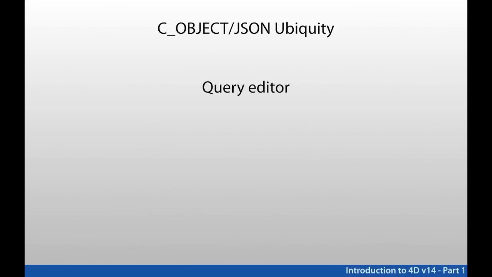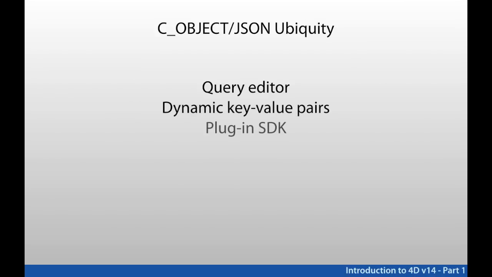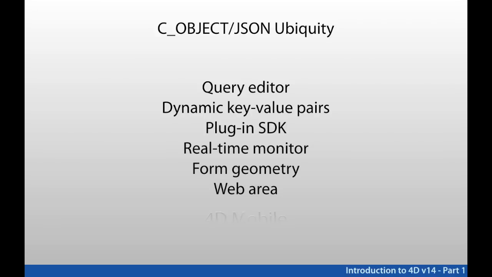not only can you use CObject all over the place, but we use CObject all over the place within 4D. The new query editor is an example of that you already just saw. There's a key value pair engine that we use internally that's now using CObject. There's some features that I'm going to talk about in the next webinar, the real-time monitor and form geometry in the web area, that are all using CObject. And of course, the big one, the doozy, 4D Mobile, which is the communication between 4D and Wakanda, relies heavily on this native JSON support. So we're using it all over the place in 4D as well.